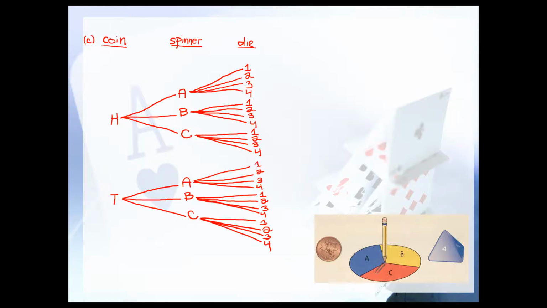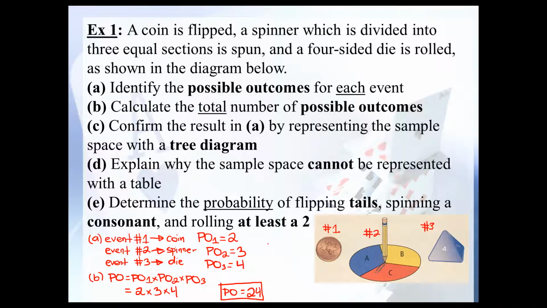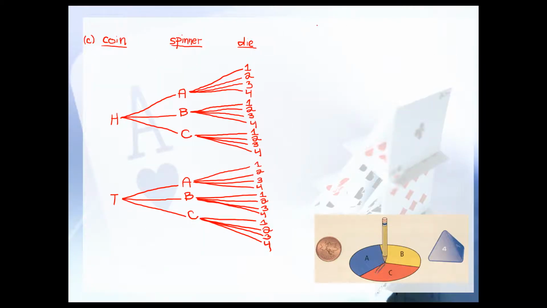Okay. Now, part D says, explain why the sample space cannot be represented with a table. So you actually cannot draw a table to represent this. It's impossible. Now, the issue with the table is the table is made up of two parts, rows and columns. Rows can represent one event, columns can represent another event, but what would you use to represent the third event? The table isn't designed to handle a third event because the maximum thing you can have is rows and columns.